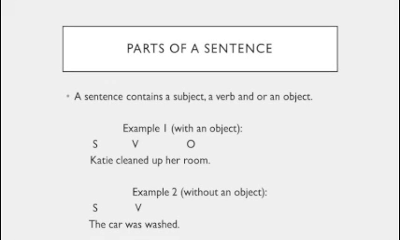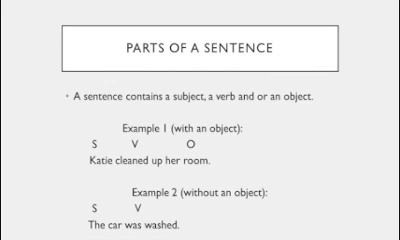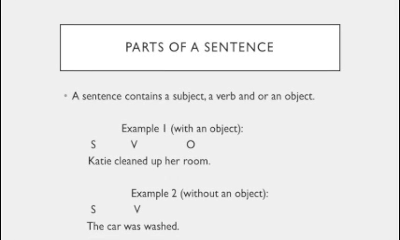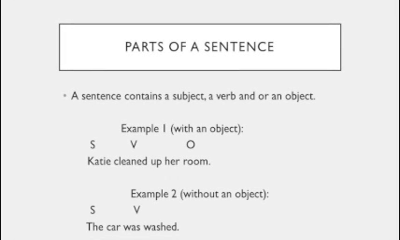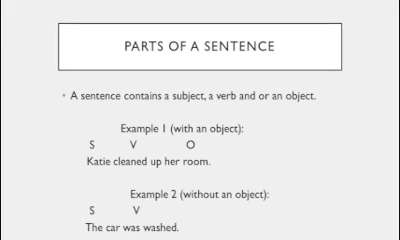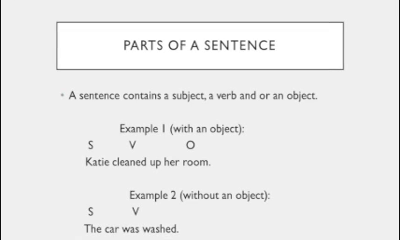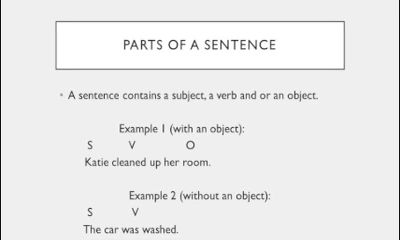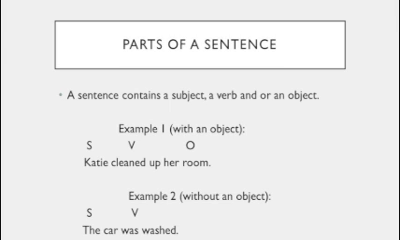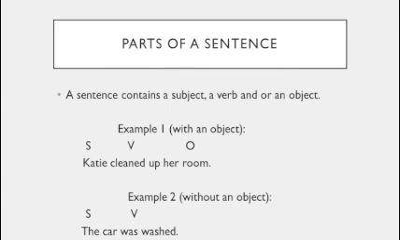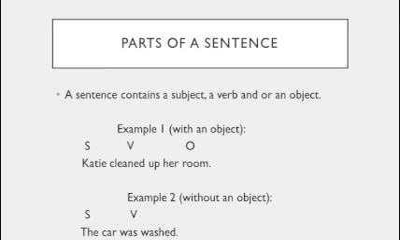So in our first example, Katie cleaned up her room. We have the subject being Katie, the verb being cleaned, and the object, room. So we've got an object. With the second example, we don't have an object. So it's just simply the car was washed. So the subject is the car, the verb was washed, and we're not told who does the washing, or who is performing the verb.